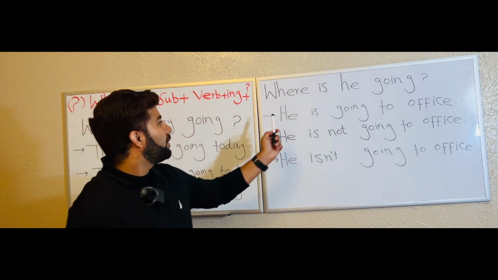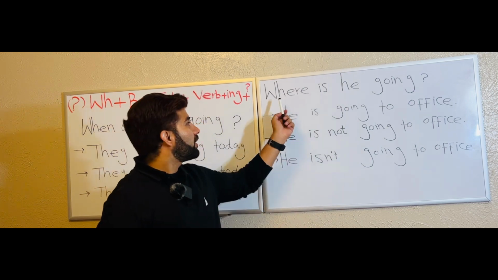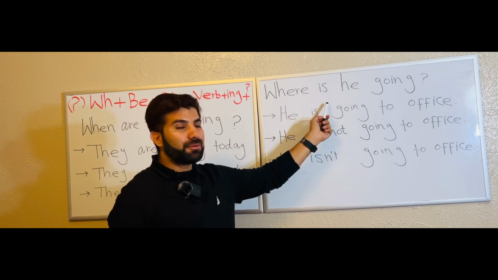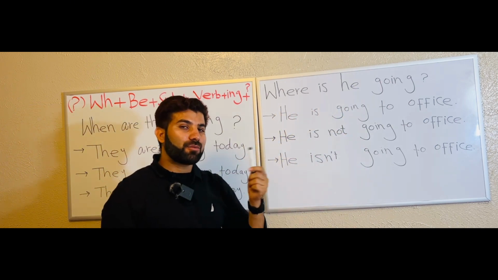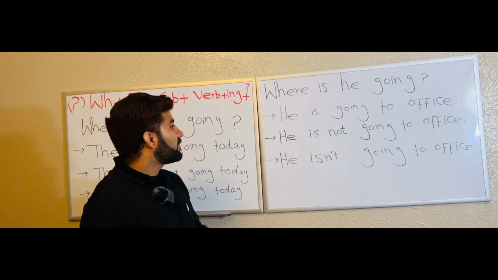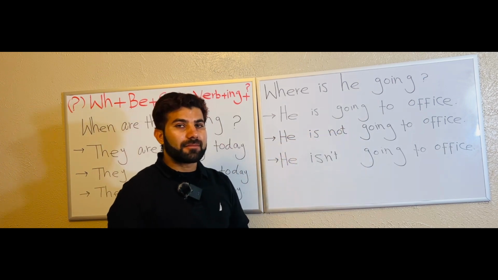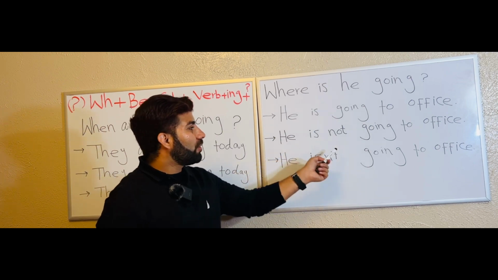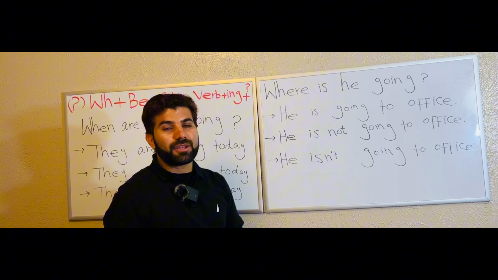Another example, where is he going? So we put the WH word at the beginning of the sentence, and then be verb, then subject, then action verb with ing, at the end a question mark. So we will give the answer: he is going to office. If he is not going to office, you can say he is not going to office, or you can also say he isn't going to office.